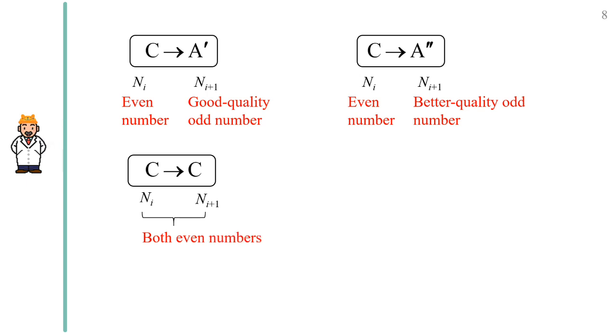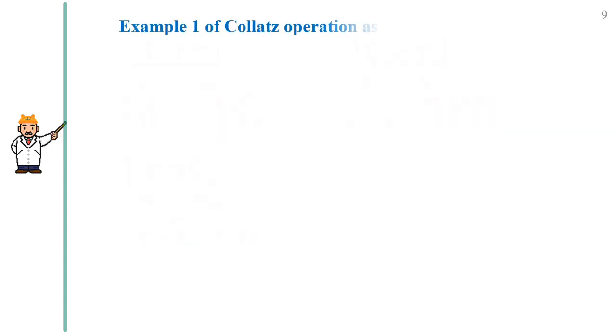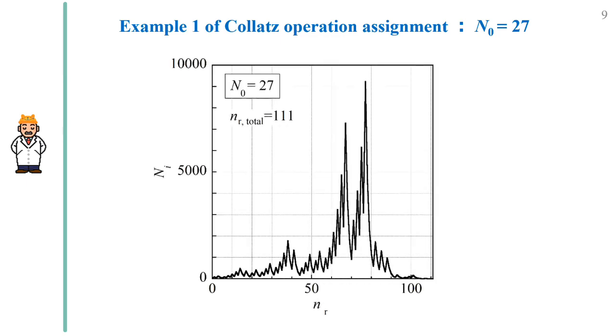Now, let us assign the Collatz operations A prime, A double prime, B, and C to the sequence of calculated values that appear when the initial value n sub 0 is set to 27. The natural number 27 is a temporarily explosive number. Its calculated values increase rapidly for a while, reach a maximum value of 9,232, then begin to decrease and eventually reach 1.